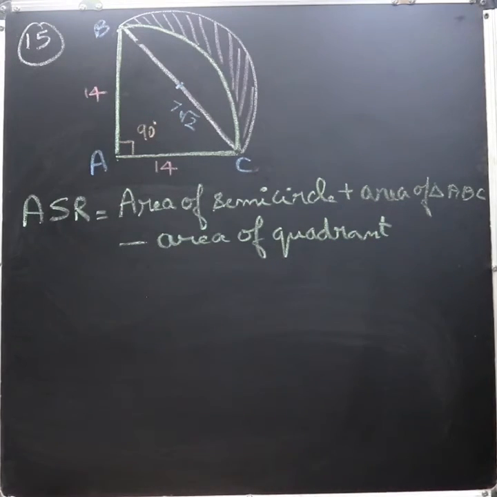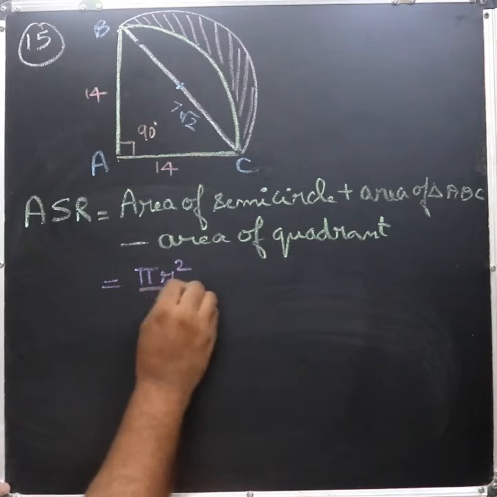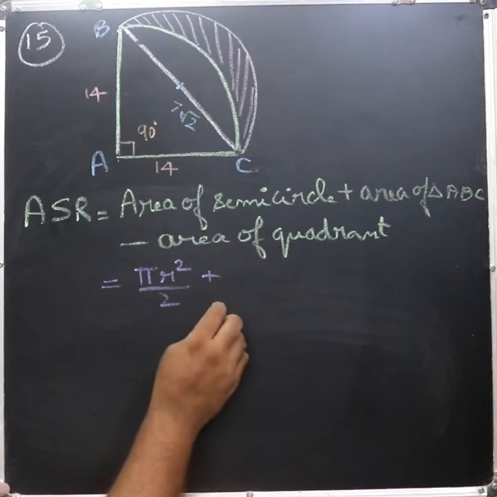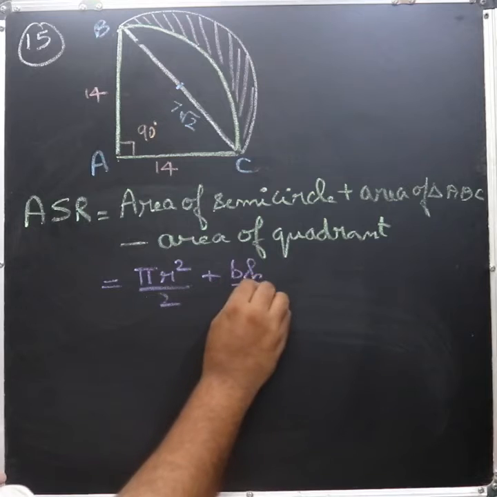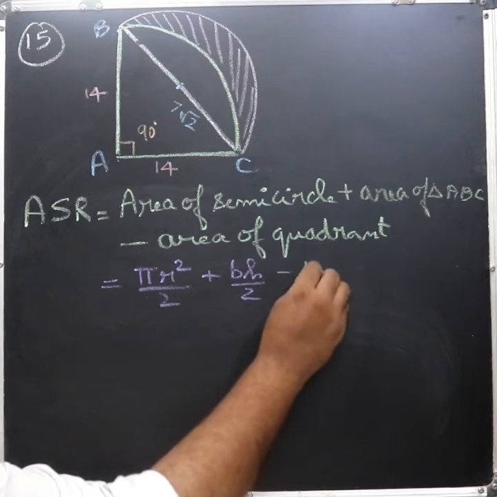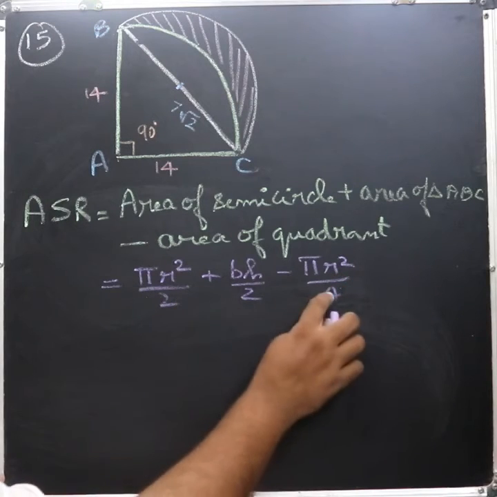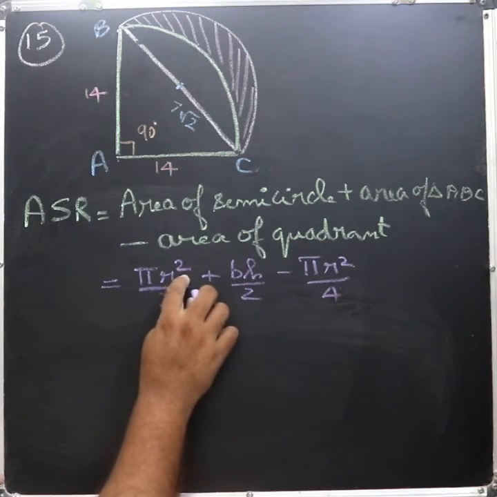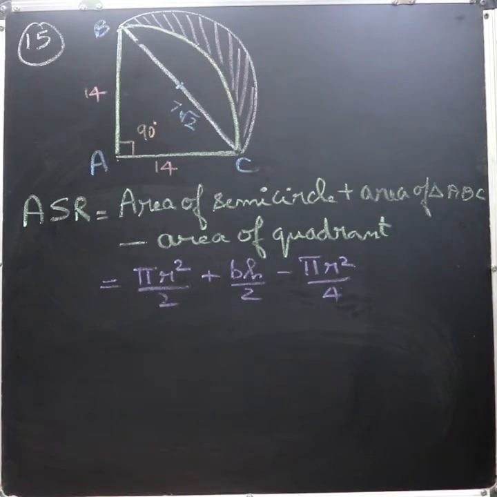Now we will substitute the formula. You know that area of semicircle is going to be pi r squared by 2, half of the area of the circle. Area of triangle is going to be half into base into height, that is bh by 2. From this you are going to subtract area of quadrant. Area of quadrant is 1/4 of the area of the circle. So we are going to have pi r squared by 4. You should not subtract it directly because radius of the semicircle and radius of the quadrant are not the same. So we will substitute the values.